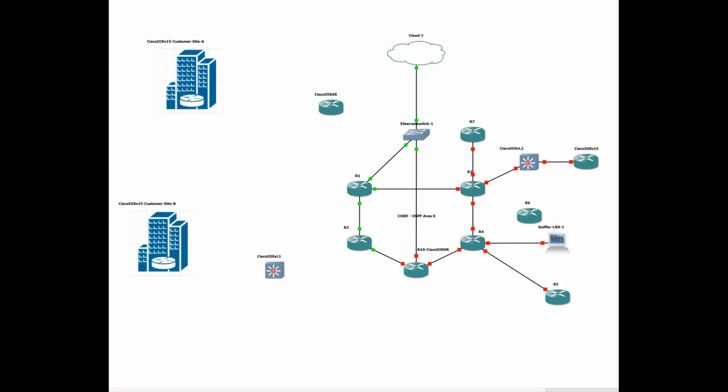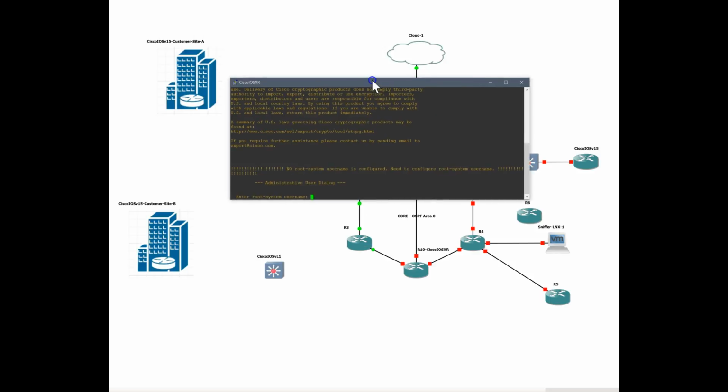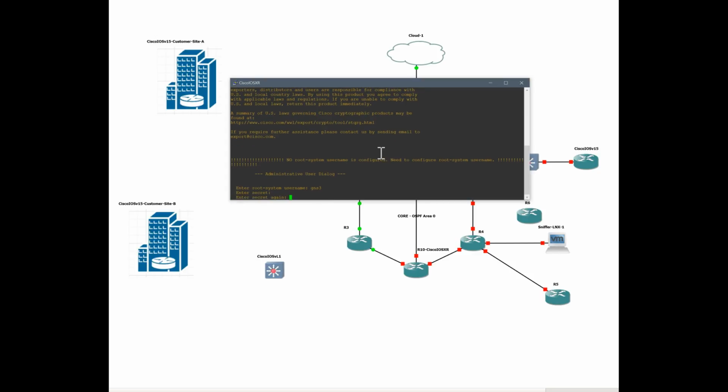I'm just going to close out of this. So here is my Cisco IOS XR that we're going to bring into our network here. So let's go ahead and console in. Brand new, just started installation. So we'll just start with a simple username and password. And let's go ahead and build a loopback.